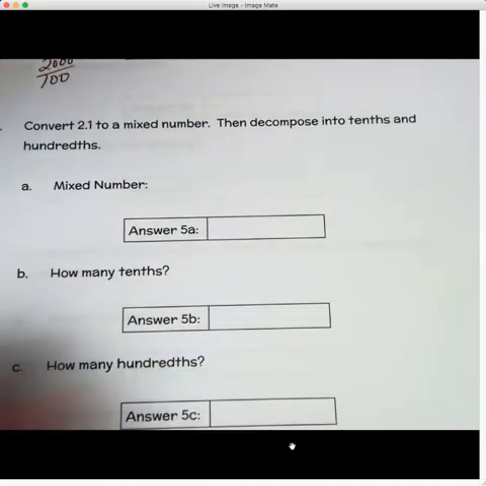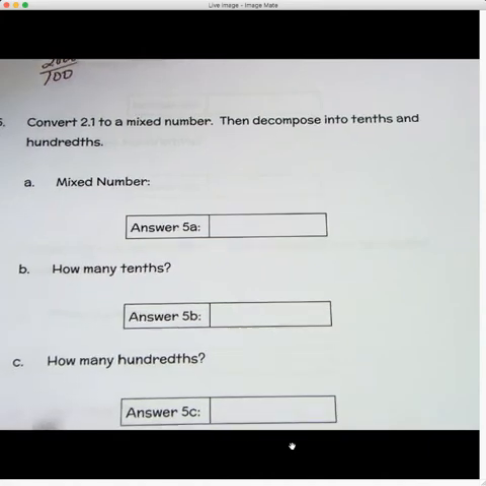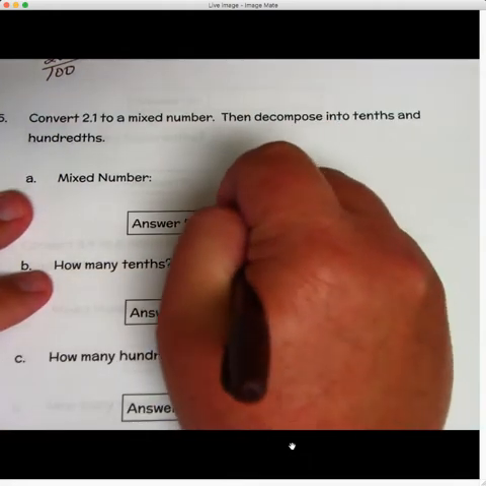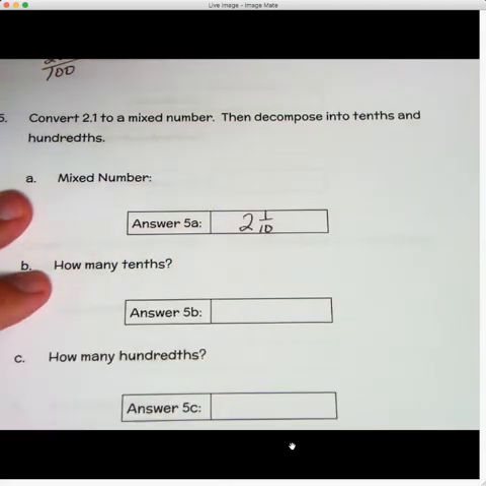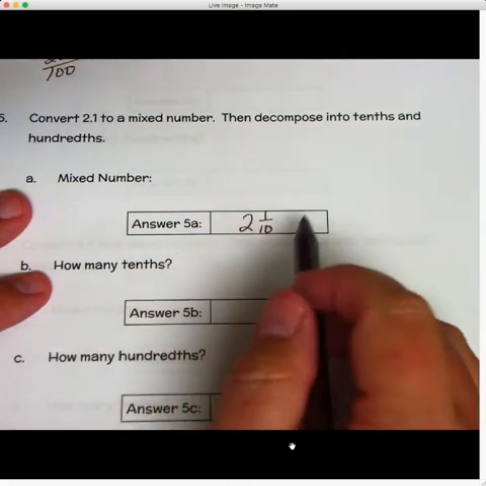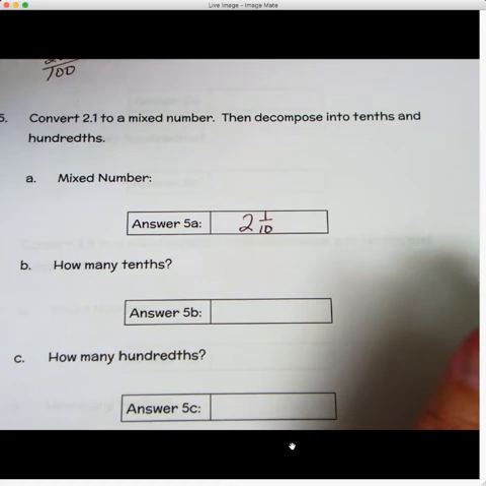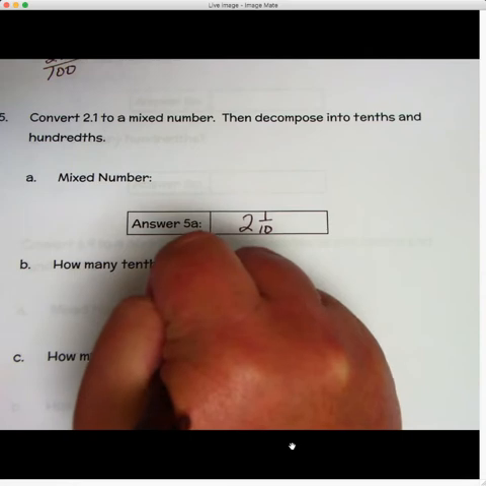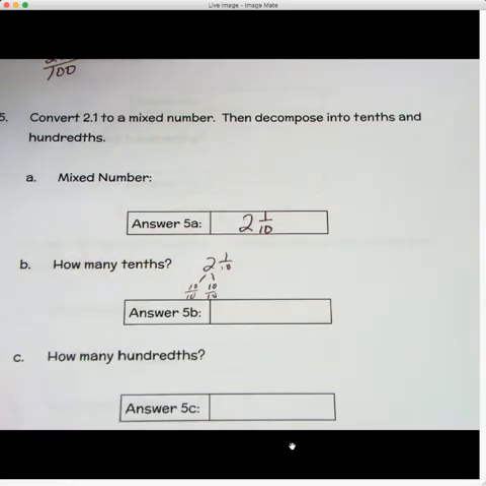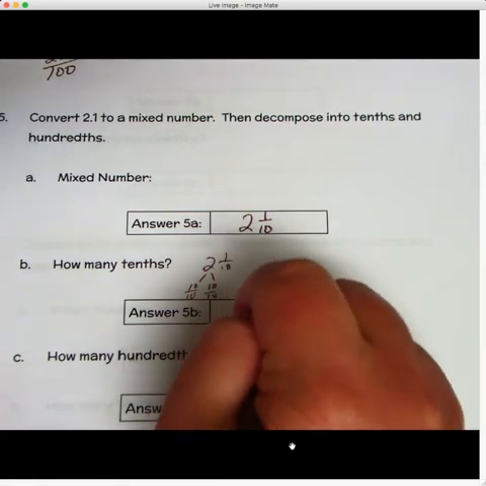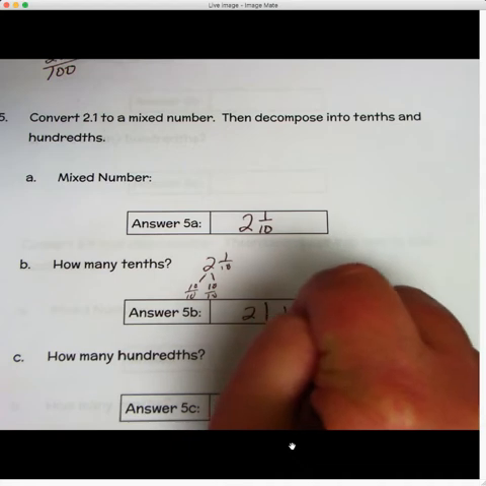Number 5, convert 2 and 1/10 to a mixed number, then decompose into tenths and hundredths. Oh boy. So 2 and 1/10 looks like this. This doesn't just mean how many tenths we say 1. No, it means how many tenths is 2 and 1/10. We're going to decompose 2 and 1/10. 2 would be 10 tenths and 10 tenths, right? So that's 20 tenths plus 1/10 more would be 21 tenths.